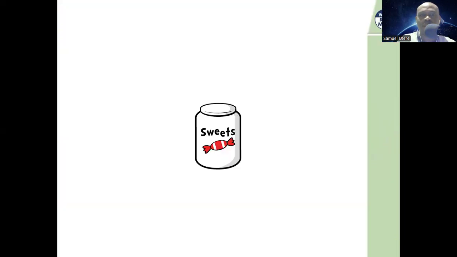So look at this jar of sweets. If I tell you that there are some sweets in this jar, but I haven't told you the number of sweets that are in this jar, you're going to say, okay, number of sweets in the jar. I'll say, okay, take away 2 sweets from the jar. Now, instead of saying number of sweets in the jar, which I have not told you, minus 2, we can then start to use a letter.